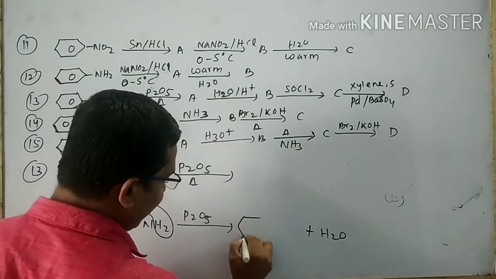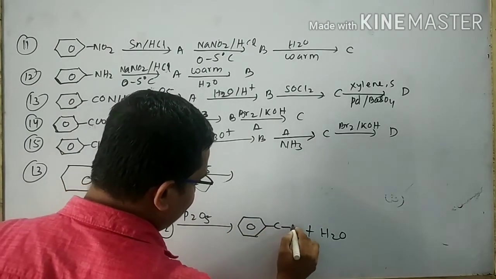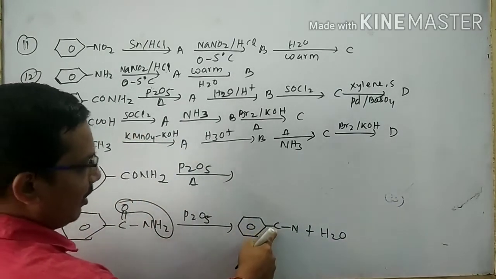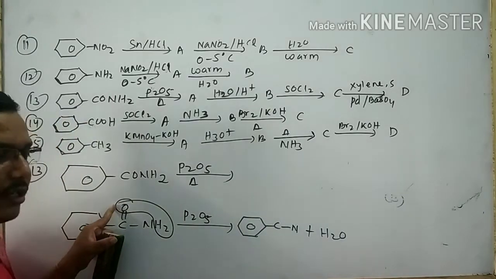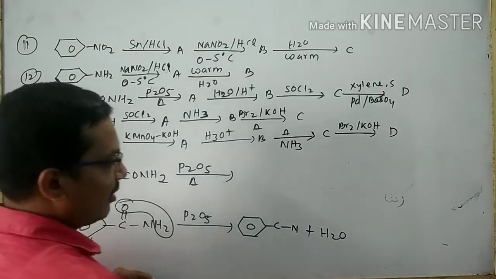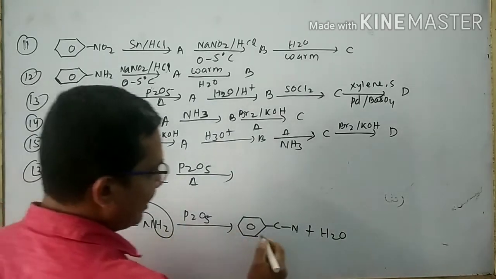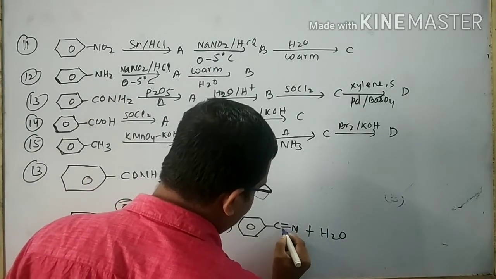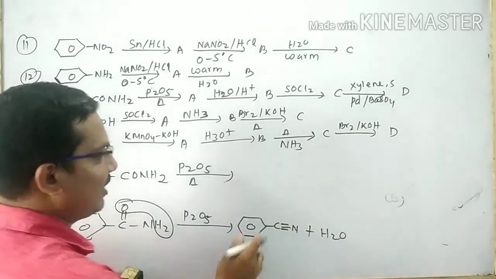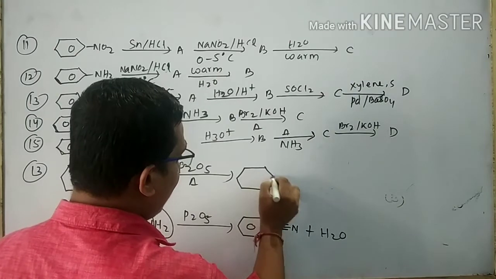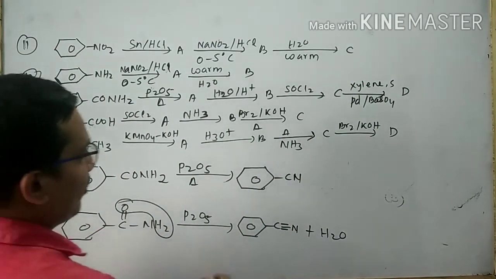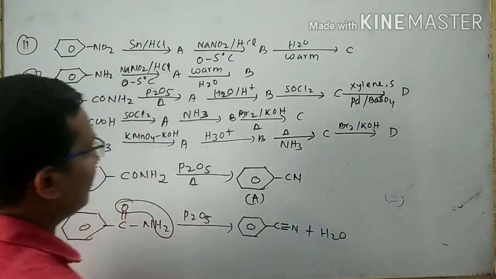As a result, what will happen? Here, 2 bonds will be absent due to loss of the oxygen atom. Here also 2 bonds are absent due to loss of 2 hydrogen atoms. As a result, it is bound to put a triple bond. This is your product, that is said to be cyanobenzene. Now I will consider the product A is cyanobenzene.